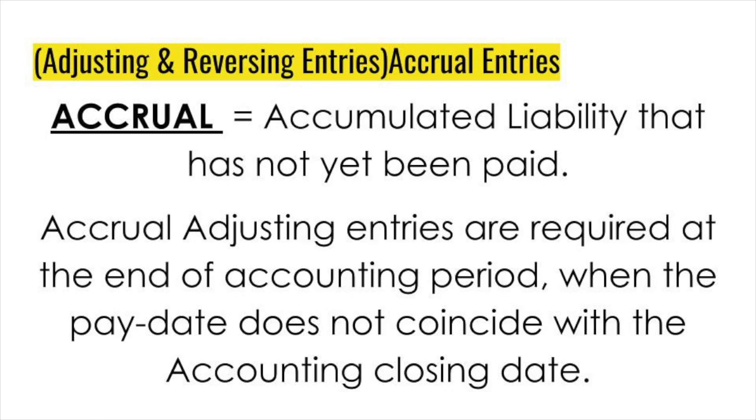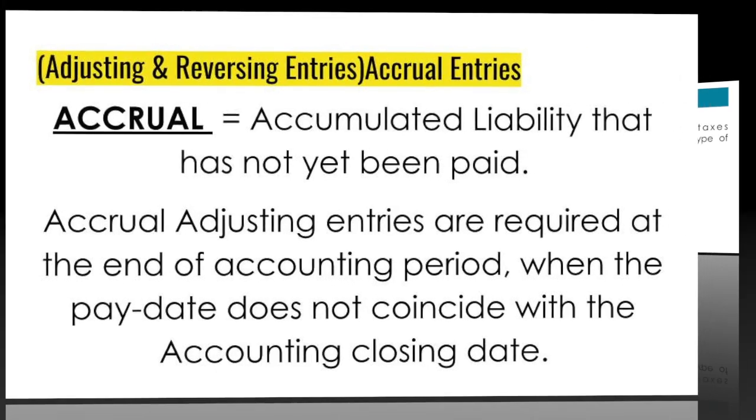But if December 31 happens to land on Wednesday, then we would have 3 work days in December in which employees have earned money for which they have not been paid. These 3 days of work are what should be shown as a liability on financial statements, and the related expense should be included on the income statement. So in that case, an adjusting entry will be required.